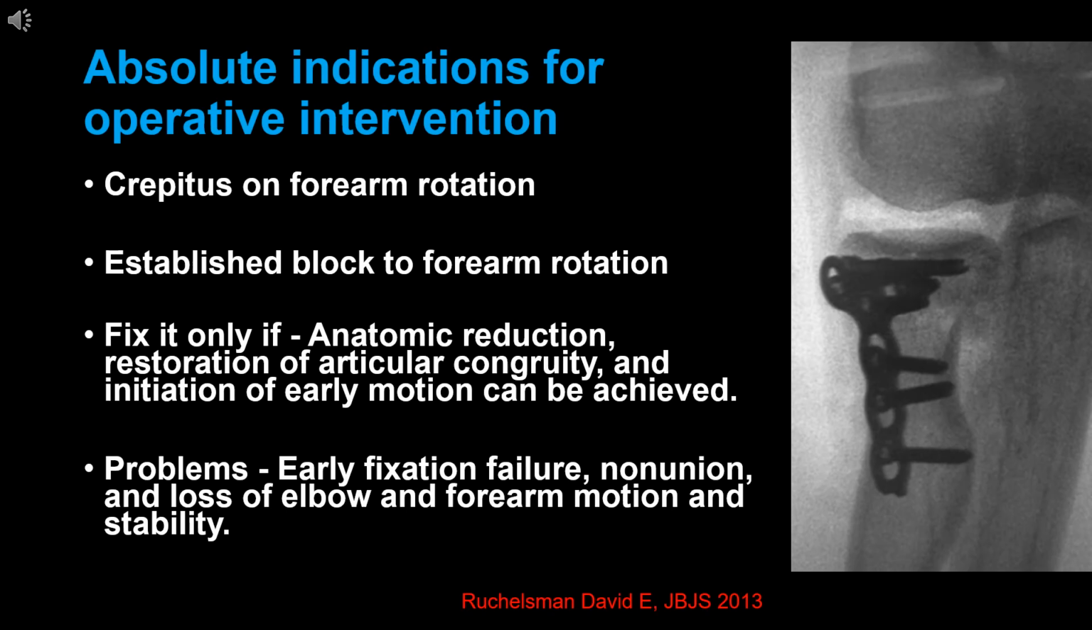Absolute indications for operative intervention are crepitus in forearm rotation, and an established block to forearm rotation. And if you are capable of reducing it anatomically, restoring articular congruity and initiating early motion, it can be achieved. If you are capable of achieving early motion, then only fix the radial head. Early fixation failure, non-union and loss of elbow and forearm motion and stability are common complications of radial head fracture fixation.